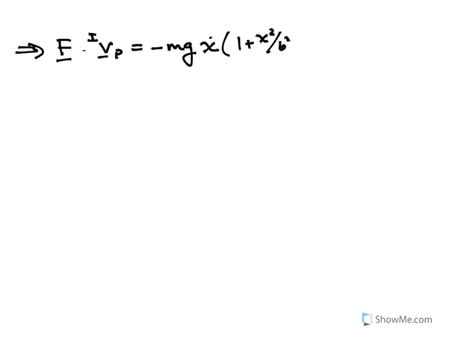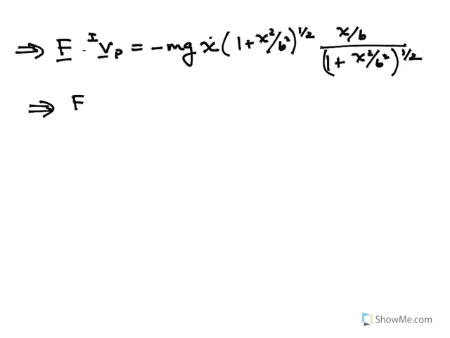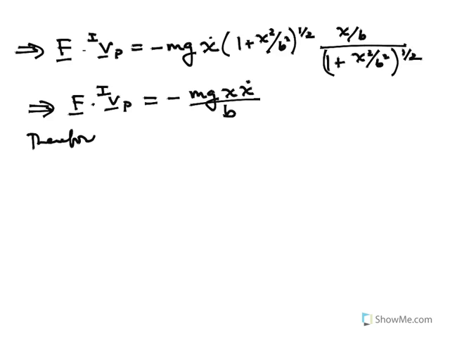So if we substitute now in for the speed, F dotted with Vp in I is equal to minus mg, and then we've got x dot times 1 plus x squared over b squared to the 1/2, and then we have times x over b, all divided by 1 plus x squared over b squared to the 1/2, and you see the 1 plus x squared over b squared to the 1/2 cancels out, and we get the power produced by all the forces is equal to minus mg x dot, all divided by b. So that's the power produced by all the forces.